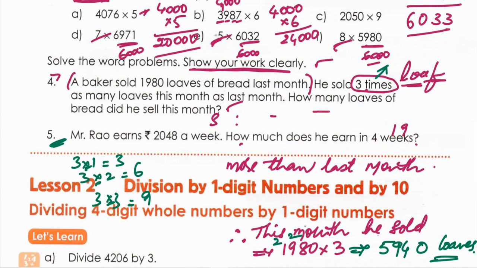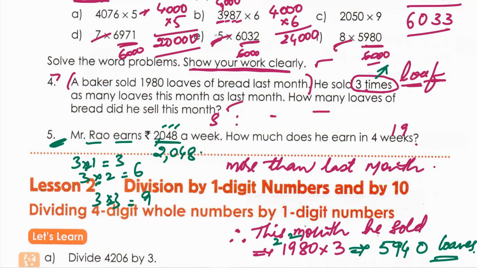The next problem is here. Mr. Rao earns 2000. First you just put the commas in the Indian system, that is, the first comma you have to keep after 3 digits from the ones place. So 1, 2, 3, you keep the comma here. That is 2048. Mr. Rao earns rupees 2048 a week. How much does he earn in 4 weeks? That is, he'll earn 4 times of it.